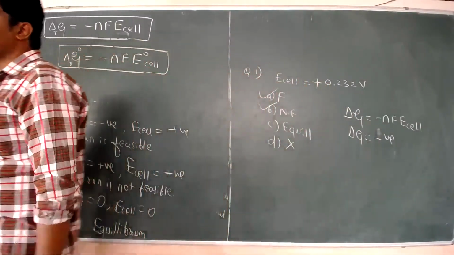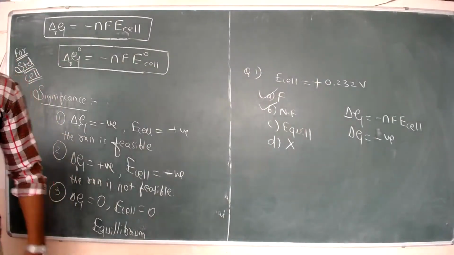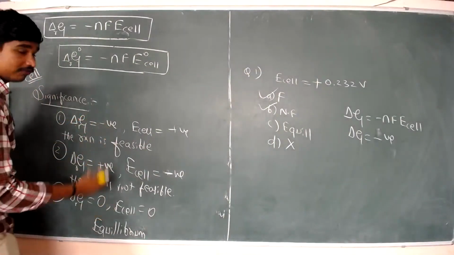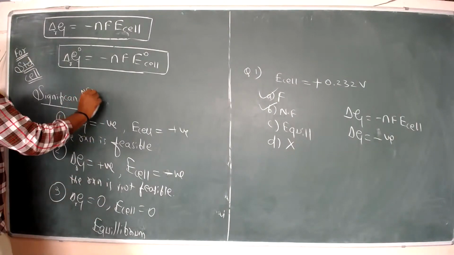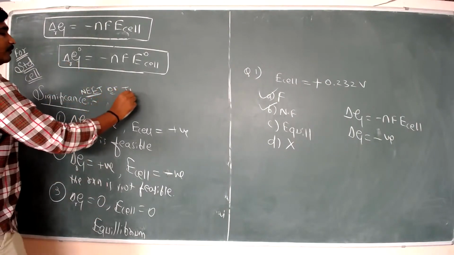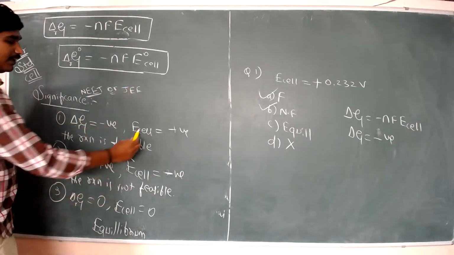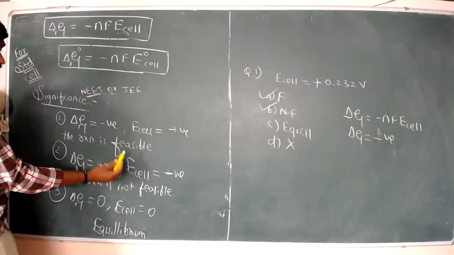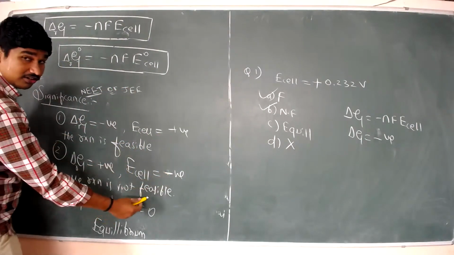These points are very important for solving NEET or JEE questions. Just remember, when E cell is positive, the reaction is feasible. When E cell is negative, the reaction is not feasible.